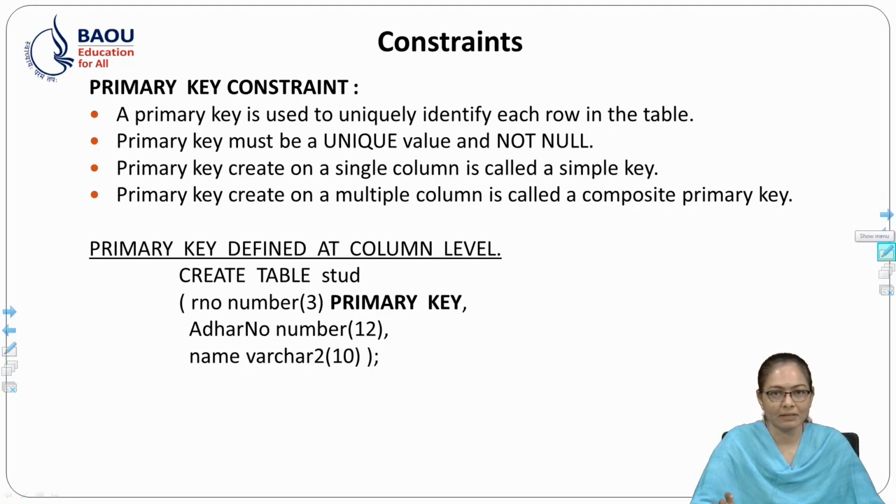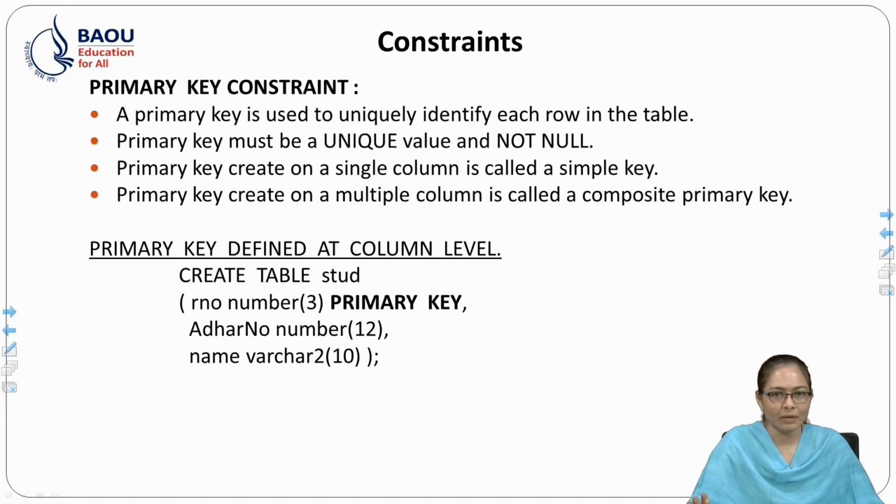First is the column level and second one is the table level. Say the primary key is defined at a column level. Here the primary key is defined at the time the column is declared. Create table student, where student is the table name. In the bracket, roll number is the column name. Roll number contains only numeric values, so its data type is number and size is 3. It is a primary key.